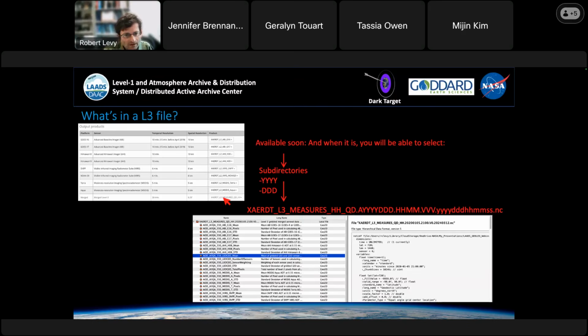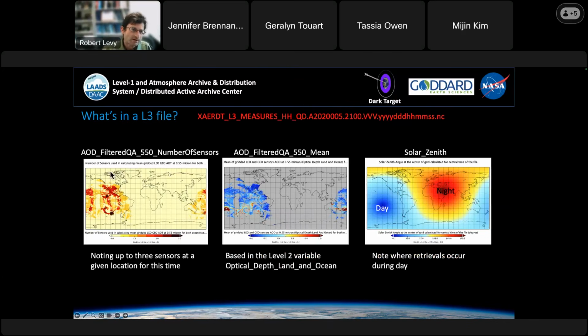And then just a picture of what a couple of the variables are that are in here. So we're only going to give optical depth and angles. So this is the aerosol optical depth, what we call the filtered QA, which is the number of sensors that went into this. And you could see that there are a few spots where there are actually 3 sets of data. 3 sensors gave observations at the exact same time, but others are only 2 or 1. And here's the merge retrieval for that case.